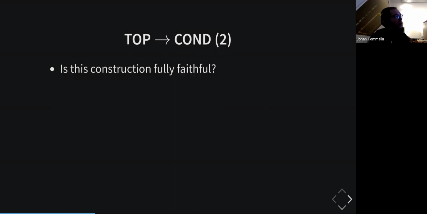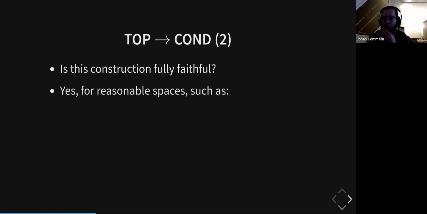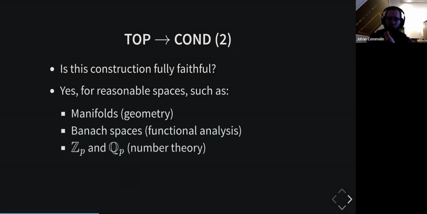And now you wonder, but did we lose any information by doing this construction, by passing from this topological space to the associated condensed set? In some cases you do, in most cases you don't. So for reasonable spaces, this construction is fully faithful. And with reasonable spaces, I mean things like manifolds, Banach spaces, the p-adic numbers, p-adic integers, etc. So stuff that shows up in differential geometry, functional analysis, and number theory, etc.